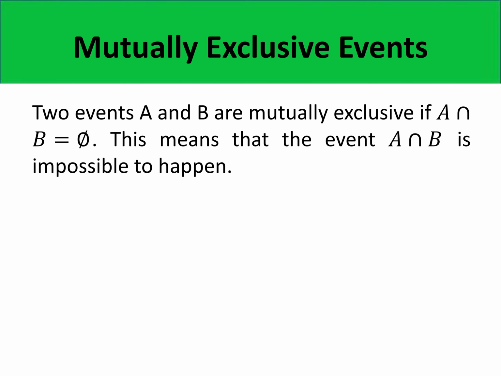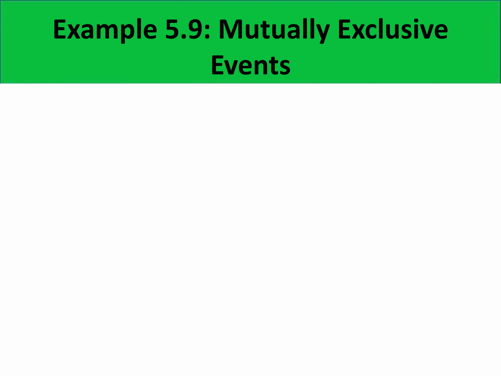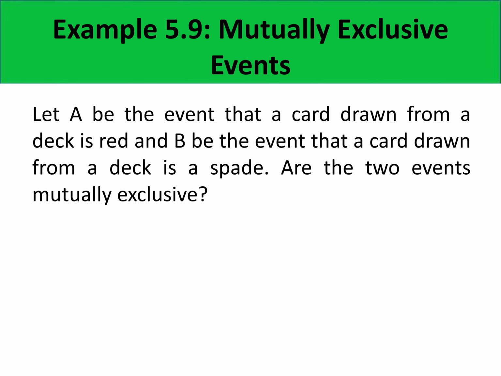Another definition that would be needed in the next formula of probability are mutually exclusive events. Now, two events, capital A and capital B, are mutually exclusive if the intersection of A and B is empty. So this means that the event A intersection B is impossible to happen. For example, let capital A be the event that a card drawn from a deck is red, and capital B be the event that a card drawn from a deck is a spade. Are the two events mutually exclusive? The answer here is yes, because in a standard deck, it's impossible to get a red spade card.